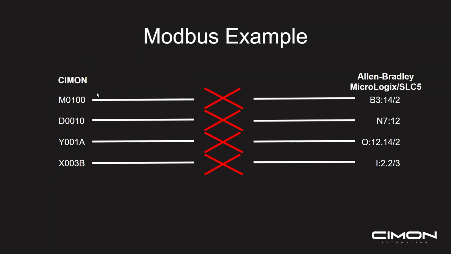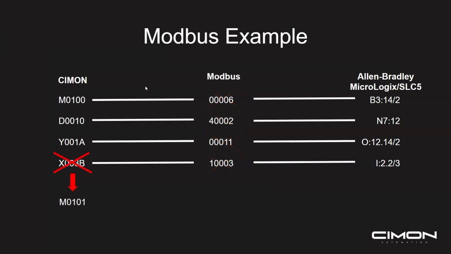Now, if you're talking about a CIMON HMI, that's a completely different story. Of course, we support Allen Bradley's protocol, Ethernet IP. But as far as the PLC goes, we only have a couple protocols on the PLC, one of them being ModBus. So that would be the example I'm giving right here.